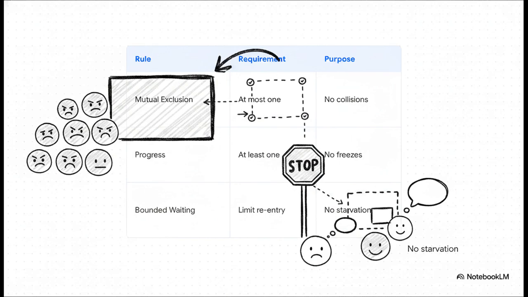Imagine a process finishes its work in the critical section, steps out, and then immediately jumps right back into the critical section before any other waiting process gets a turn. That's essentially scamming the system, right? Bounded waiting ensures there is a hard limit to how many times a process can re-enter the critical section if others are waiting. This prevents a nasty scenario called starvation, where a waiting process literally never gets its turn.